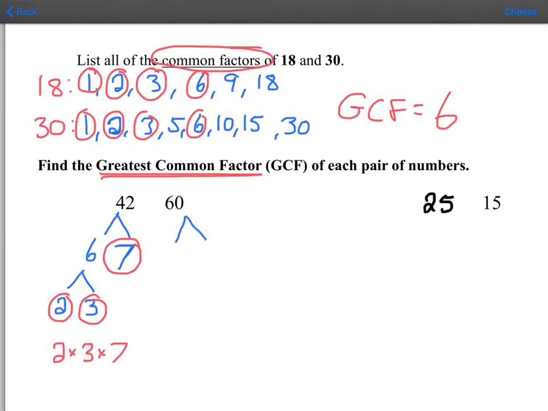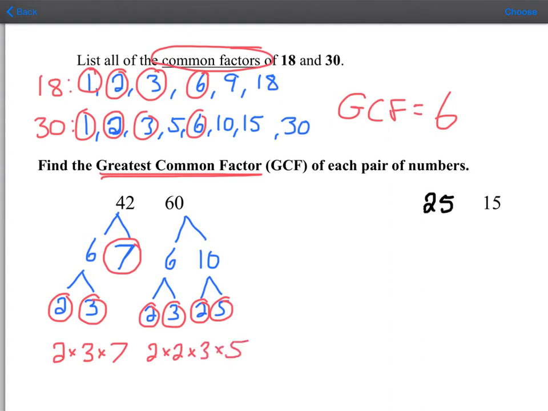Now I do the same thing with 60. So let's go with 6 and 10. Again, you could have done 2 and 30, or any other combination that would give you 60. Eventually you will end up with the same prime factors when you're all said and done. I keep dividing. 6 becomes a 2 and a 3. 10 becomes a 2 and a 5. Basically, we're dividing them into a pair of factors that could be multiplied together to get that number. In this case, my 2, my 3, another 2, and a 5 are all prime numbers. They can't be divided any farther. So I ended up with 2 times 2 times 3 times 5.